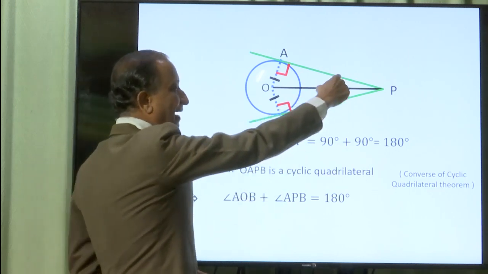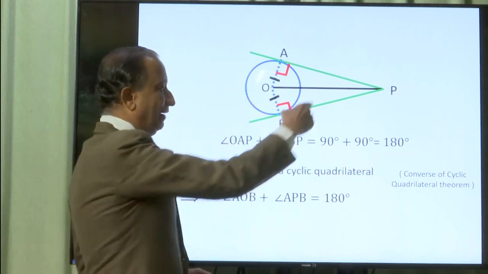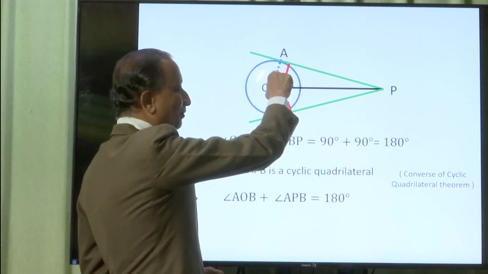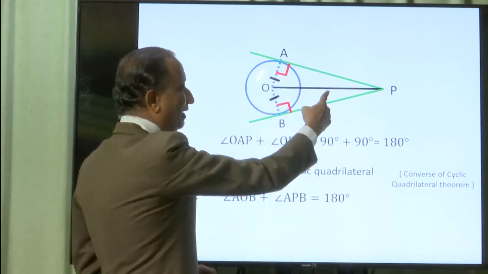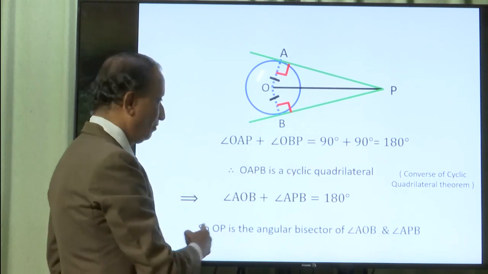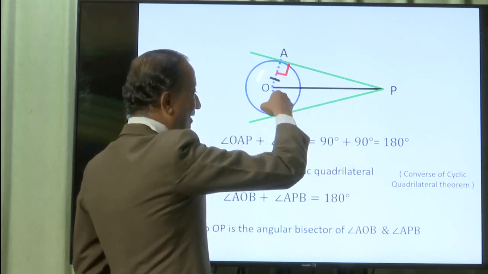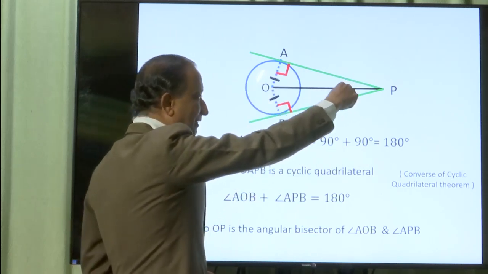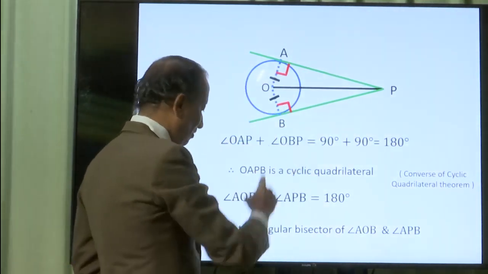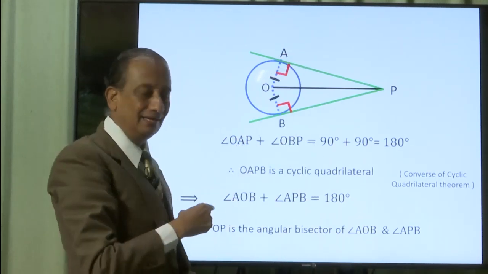Correct, children? So, if this angle is 60 degrees, 180 minus 60 is 120. If this angle is 90 degrees, then definitely this will also be 90 degrees. That we could say because we understood that this is a cyclic quadrilateral. Now we can also say, as the last point, that this line OP is bisecting this angle as well as this angle, that is, the angle between the tangents and the angle at the center. Since these two angles are equal and these two angles are equal, we can say that OP is the angular bisector of angle AOB and angle APB.